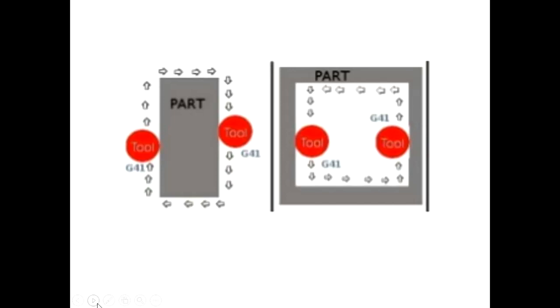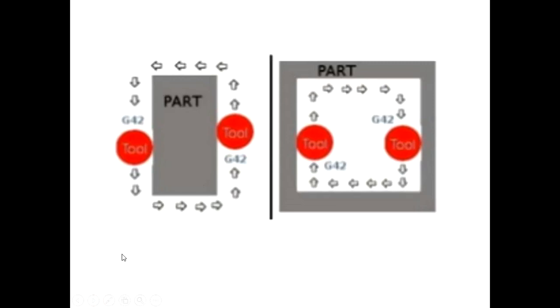Then for G42 you can see the direction is reversed. In the previous case you were moving in this direction, now you are moving in the reverse direction. The G42 code is used to compensate the cutter diameter to the right-hand side of the program surface. This is the program surface and this is the direction. The direction of the cutter is reversed now, and your cutter is moving in this direction.